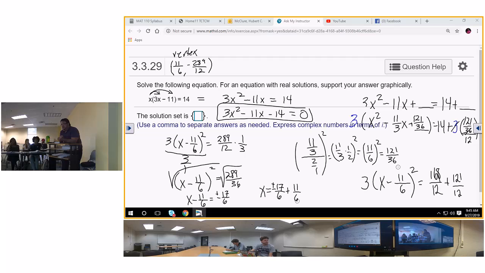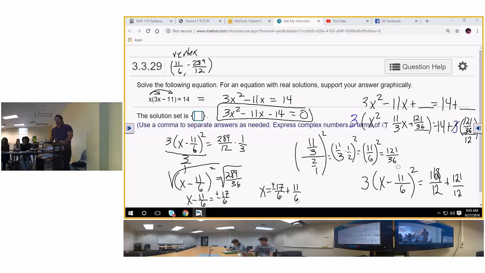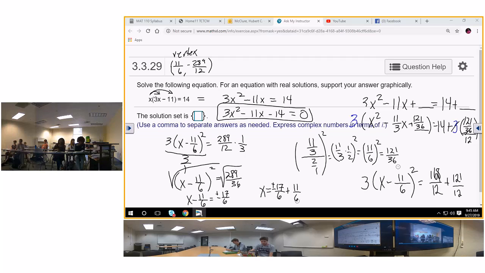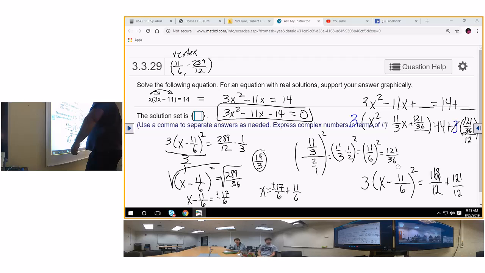17 plus 11 is what? 28 divided by 6 is 14 over 3. So 14 over 3 is 1 x-intercept. What's negative 17 plus 11? Negative 6 over 6, and that's negative 1. So there's our 2 x-intercepts.